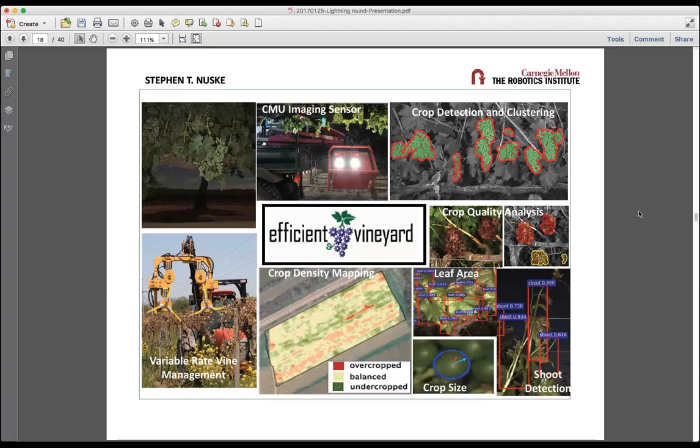Yeah, it's a big project with Cornell University, UC Davis, and a number of other viticulturalists and industry growers. We're going to be working on this for the next few years and evaluating essentially the bottom line in how much automation helps growers and their economic viability.